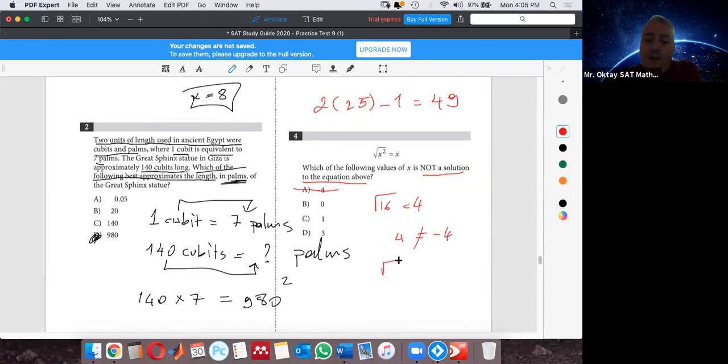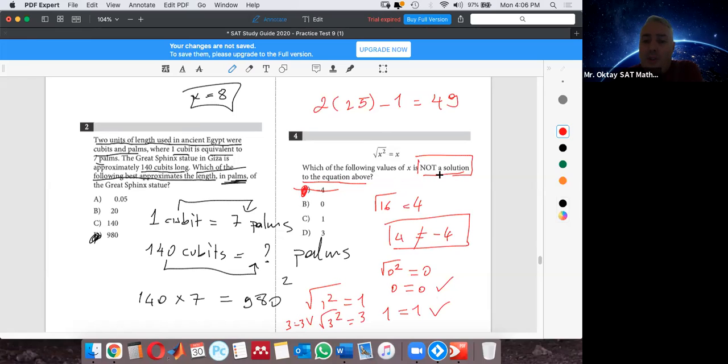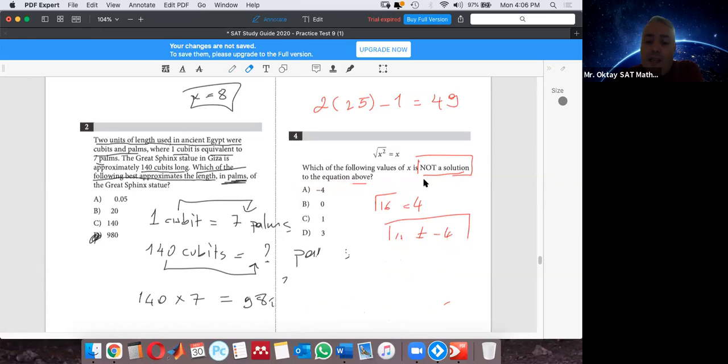If x is 0, 0 squared is 0, and the root of 0 is 0. Yes, that's correct. 1 squared is 1, so 1 equals 1. Yes, that's correct. And 3 squared is 9, whose root is 3. Yes, that's correct. At the beginning, we actually found the result: 4 is not equal to -4, which is not a solution. Be careful, it says it is not a solution. So the answer of the question is part A.